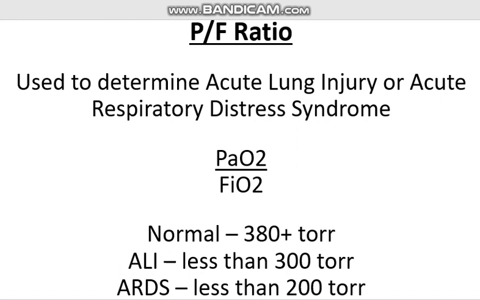The P/F ratio is used to determine acute lung injury or acute respiratory distress syndrome. Normal is 380 torr and up. Acute lung injury is less than 300 torr. And acute respiratory distress syndrome is less than 200 torr.